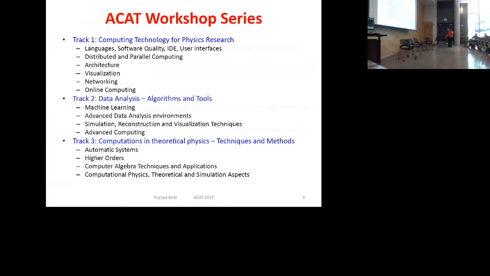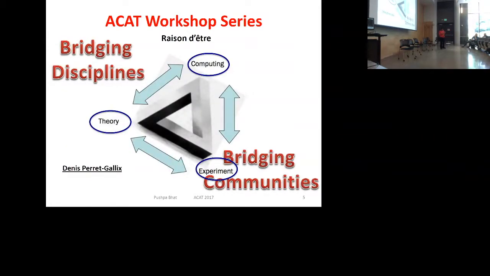So the ACAT workshop series, as you all now know, has three major tracks: computing technology for physics research, which deals with languages, software, distributed and parallel computing architecture, visualization, and so on. And then there is track 2, data analysis, algorithms, and tools. And now it's getting, of course, overwhelmed with machine learning, as you noticed. Track 3 is computations in theoretical physics, and we have just heard nice summaries of all of those tracks.